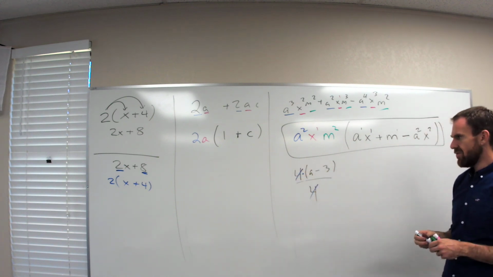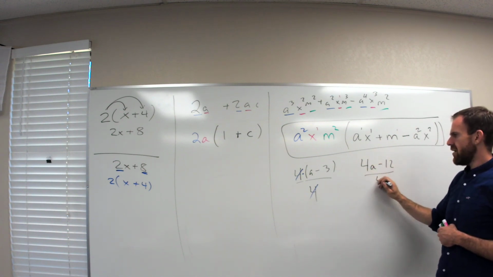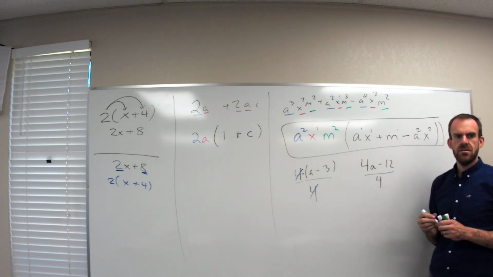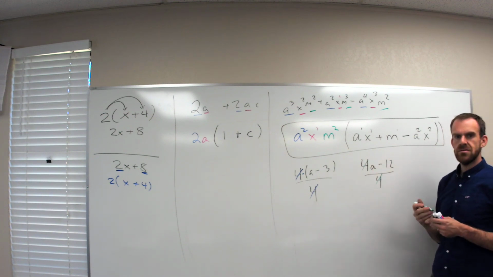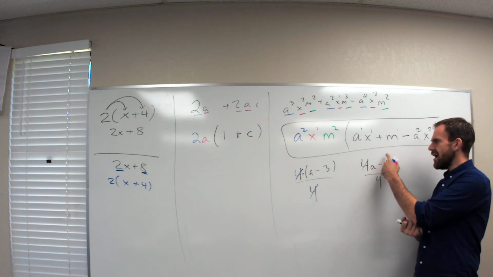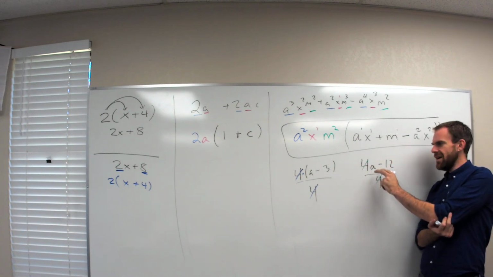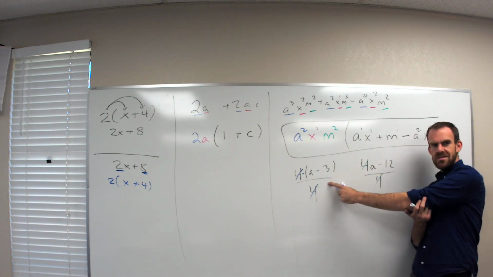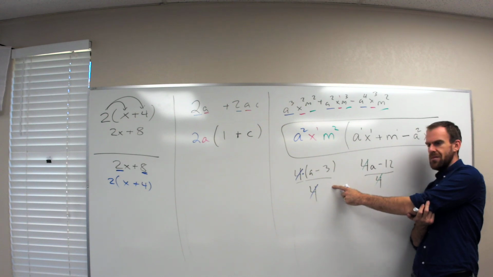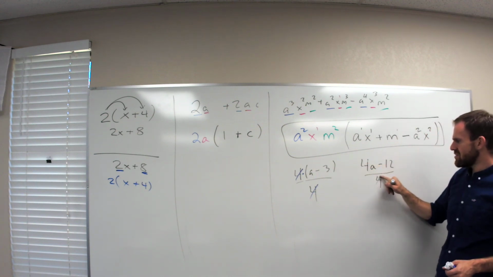Can I cancel 4 here? Can I just do that? No, because the top is not all multiplication, right? There's this subtraction in the middle. This is the same problem as this one. Okay? But in order to cancel, I must factor first.